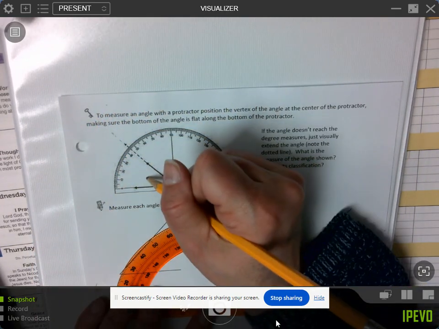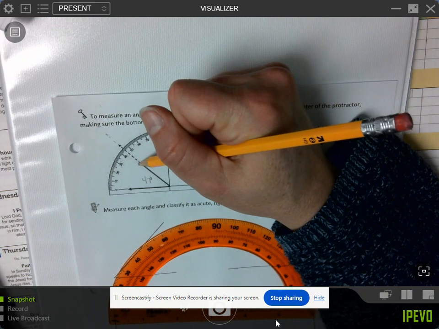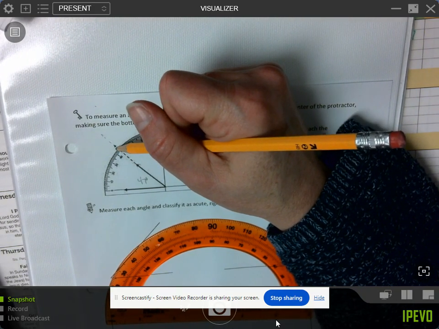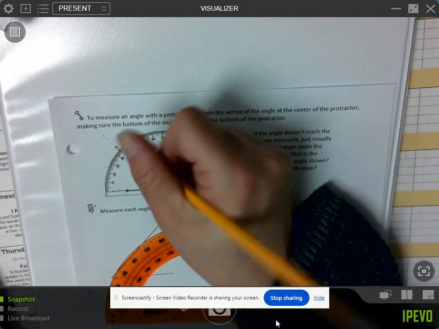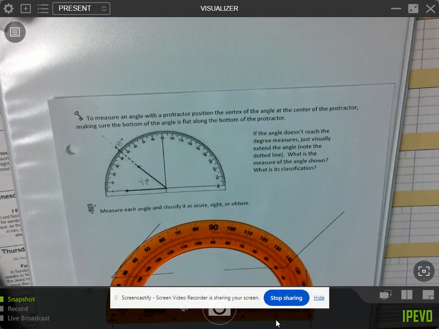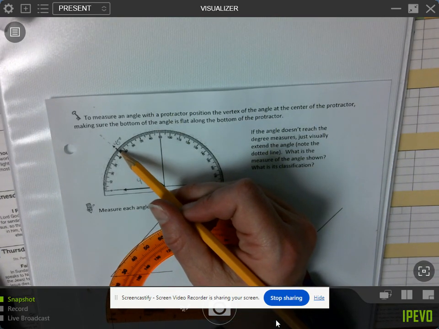So I am getting 47 degrees. If I look at the one that they did on the paper, it looks like it's pointing to the 45 on their protractor. So they would write 45 degrees. Here's the thing working with protractors. Is it always precise? No. I got 47 degrees, and on the paper protractor, it looks like it's 45 degrees.